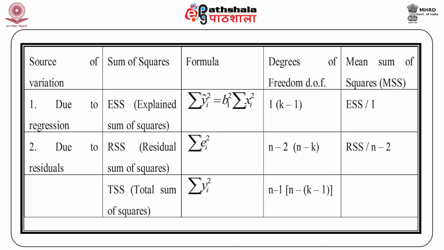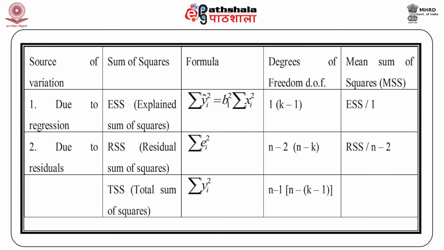TSS, the total sum of squares, has n minus 1 degrees of freedom, and the error term has n minus k minus 1, where k stands for the number of parameters to be estimated. Since we are discussing a two variable regression, k is equal to 2. Total sum of squares TSS is equal to sigma yi square, which is equal to sigma (yi minus y bar) whole square. Therefore, to calculate this, we lose 1 degree of freedom, and degrees of freedom hence are n minus 1.